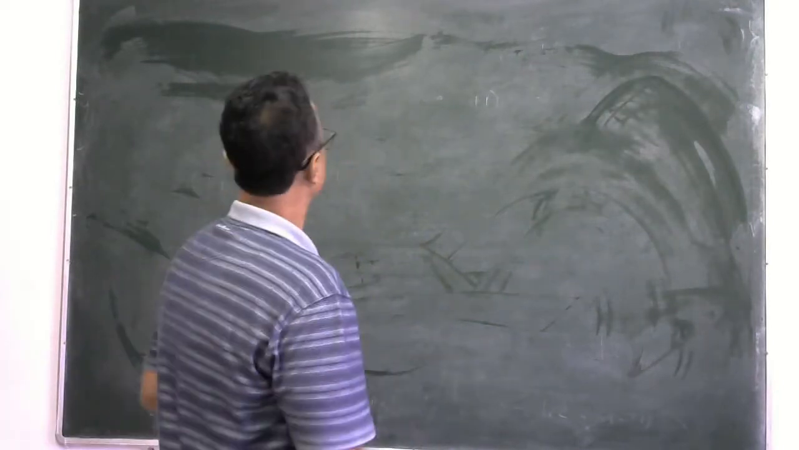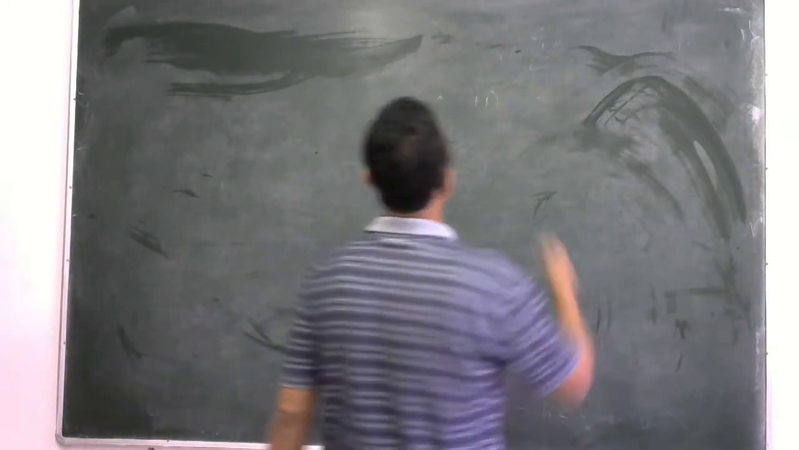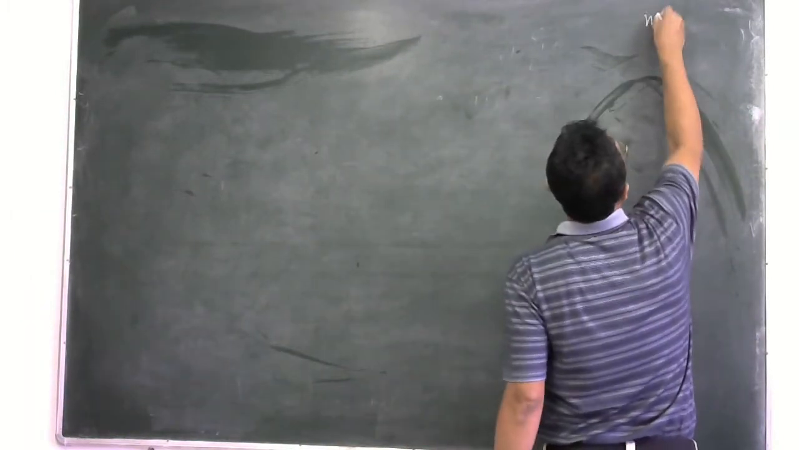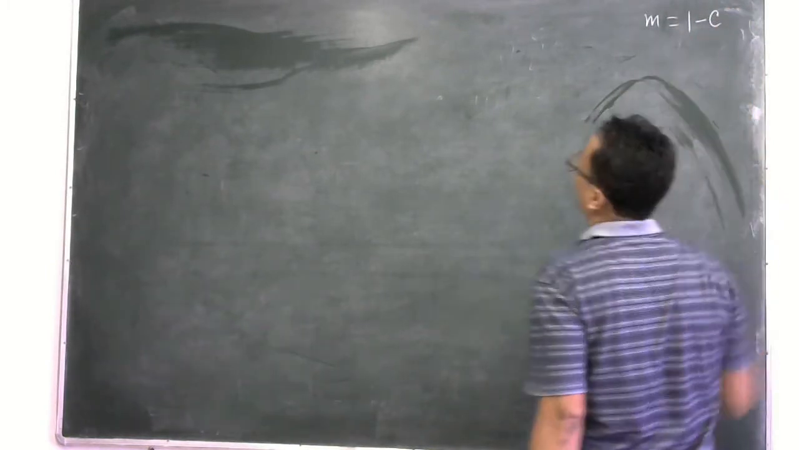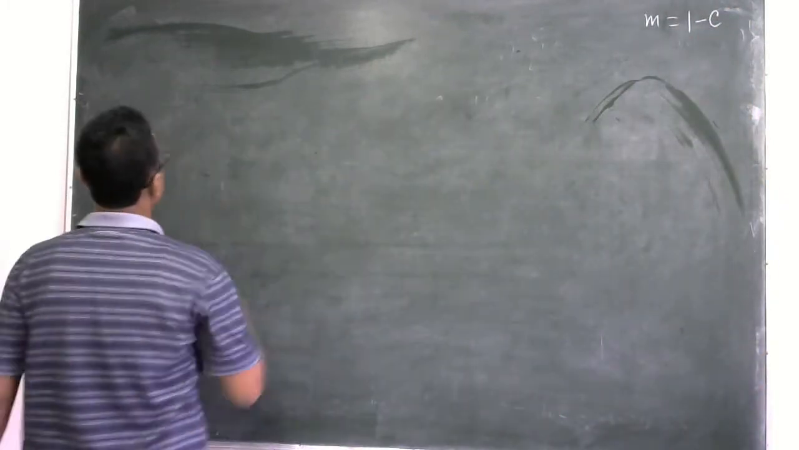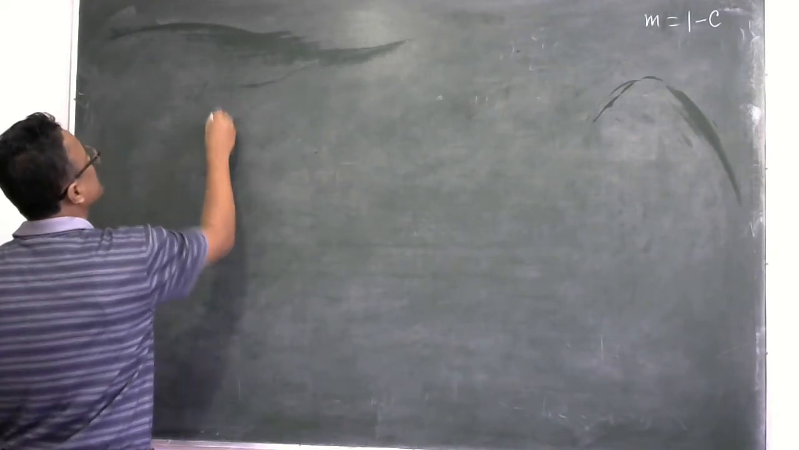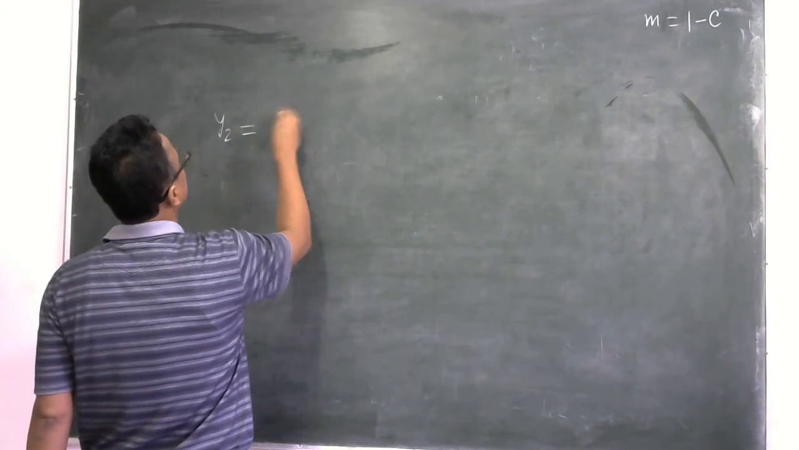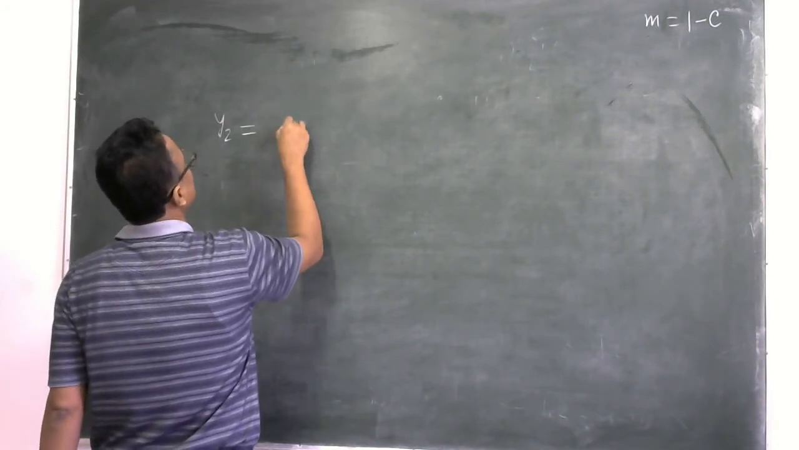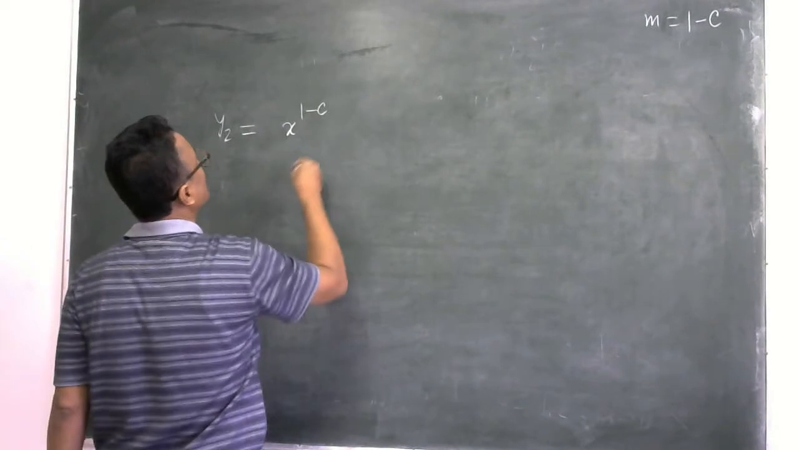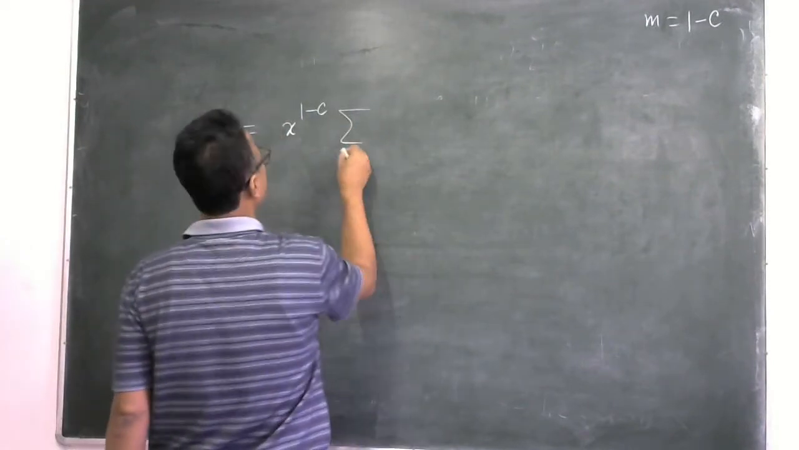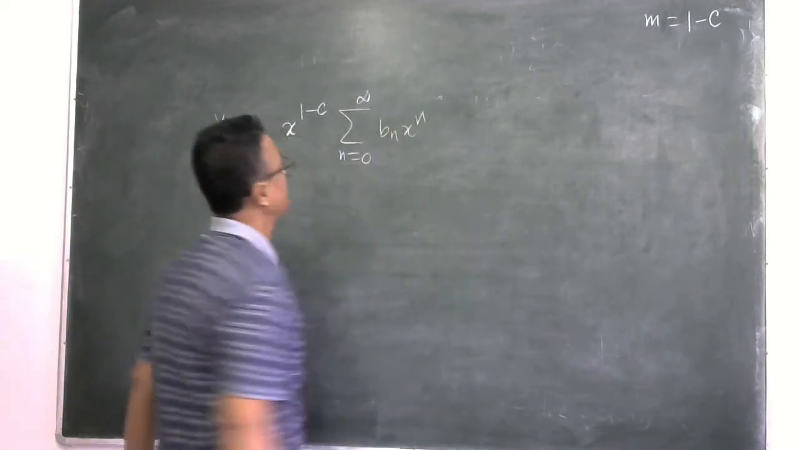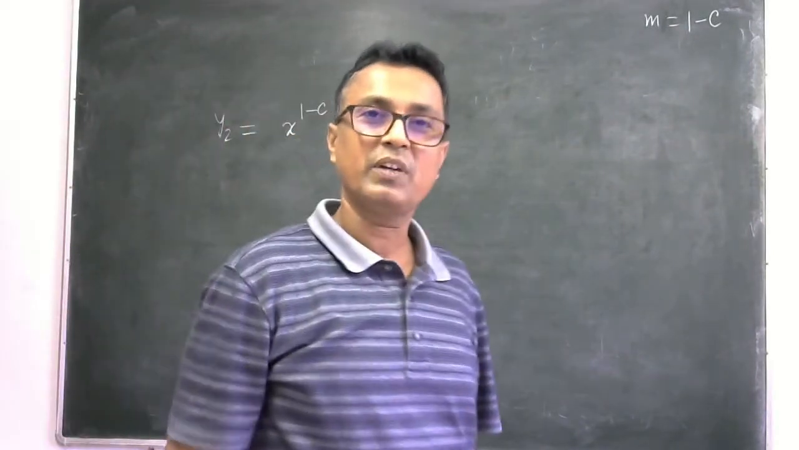Fine. So now you know that since my second root is 1 minus c, definitely the second series solution y2 I can get as x to the power 1 minus c, summation n equal to 0 to infinity, something like bn x to the power n. Is it okay with everybody?